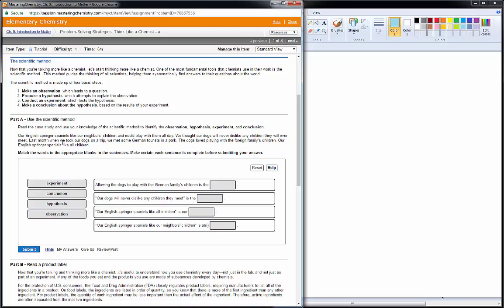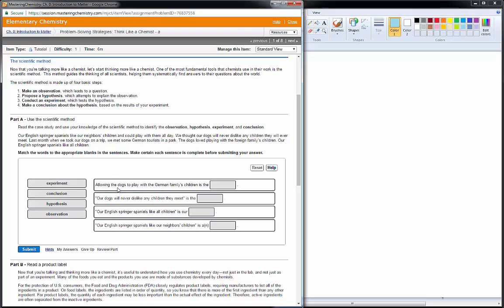So here we go. Last month, we took our dogs on a trip. We met some German tourists in a park. The dogs loved playing with the foreign family's children. So that is an experiment which tested the hypothesis. We tested it with other children, and yes, he still likes them. So therefore, the conclusion about the hypothesis was that the English Springer Spaniel likes all children.